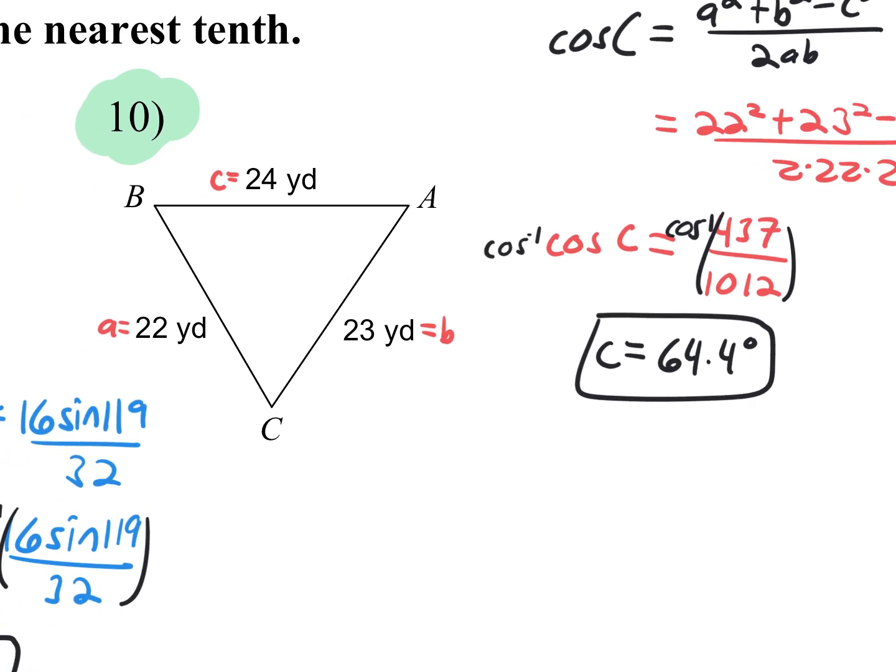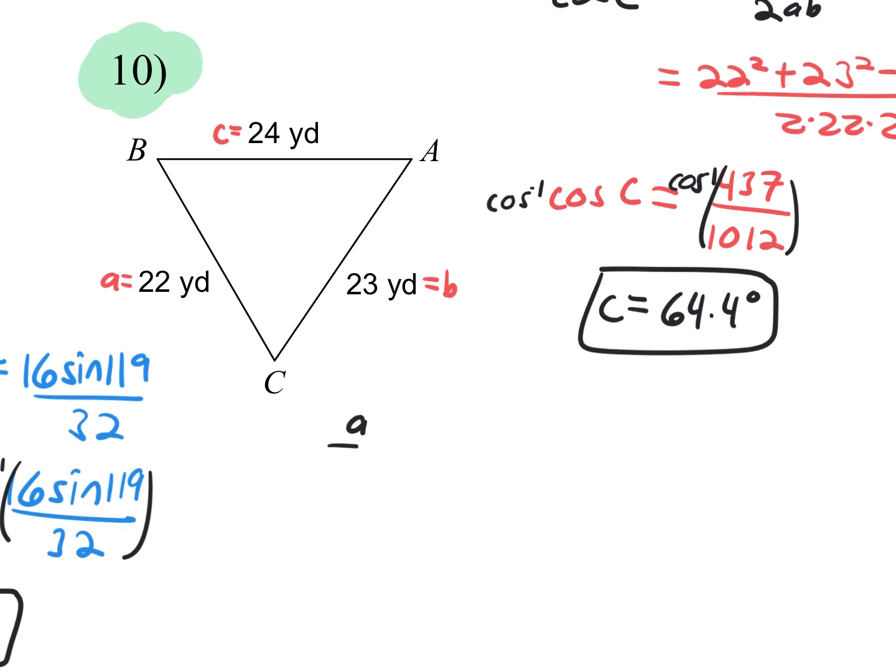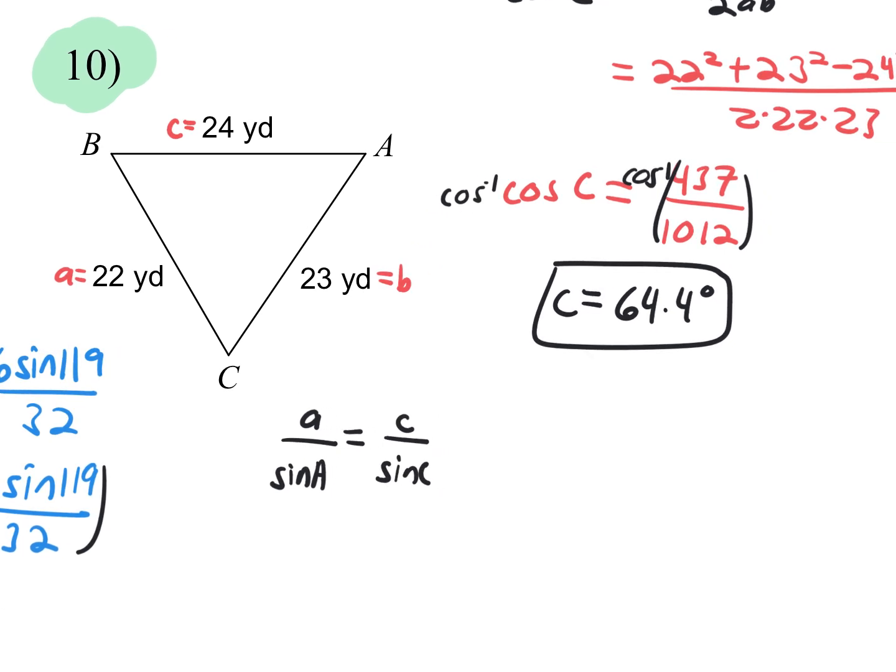All right, now we can use law of sines, right? We can use law of sines to get either angle A or angle B. All right, let's try angle A. So let's do A over sine A. Again, you are given these formulas. Equals C over sine C. So let's plug everything in. We should get 22 over sine of A is 24 over sine of 64.4.